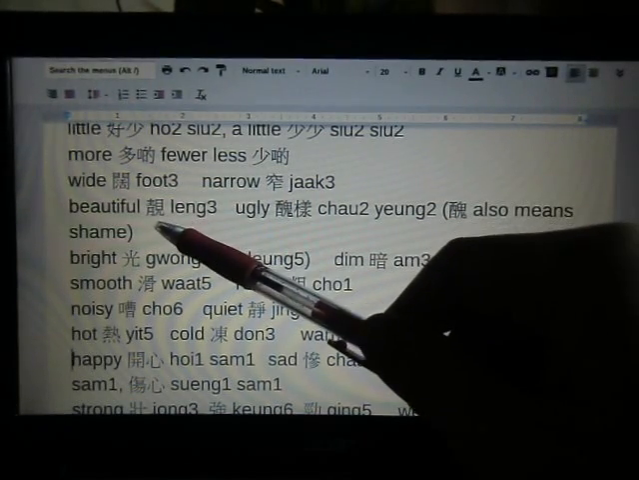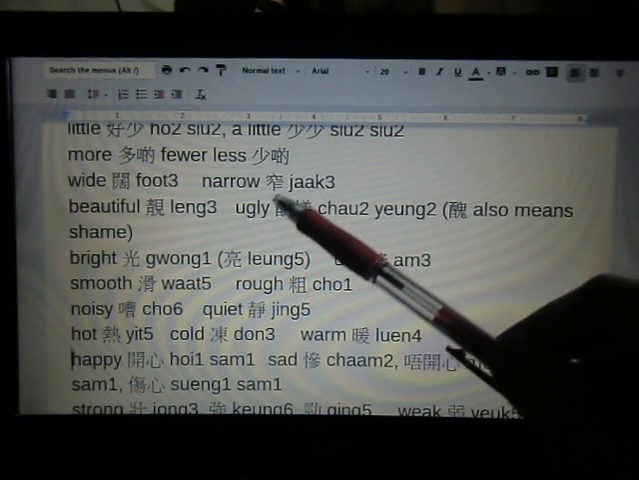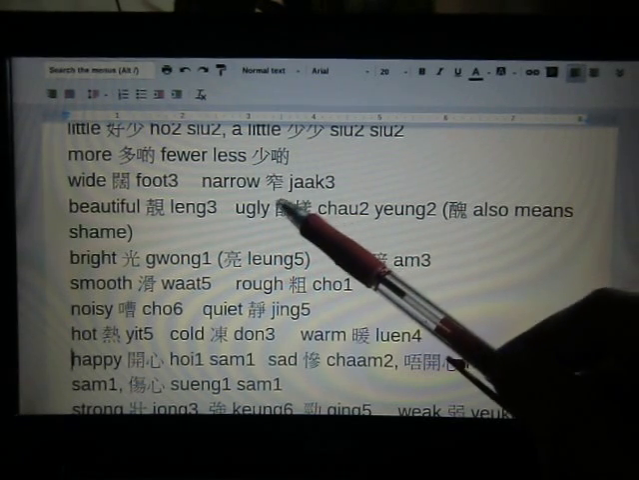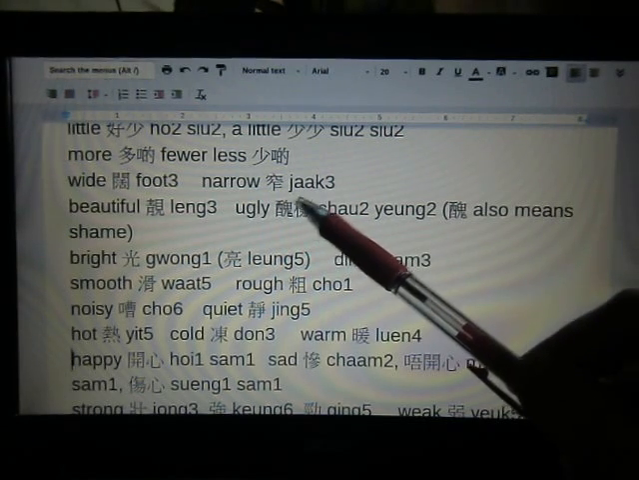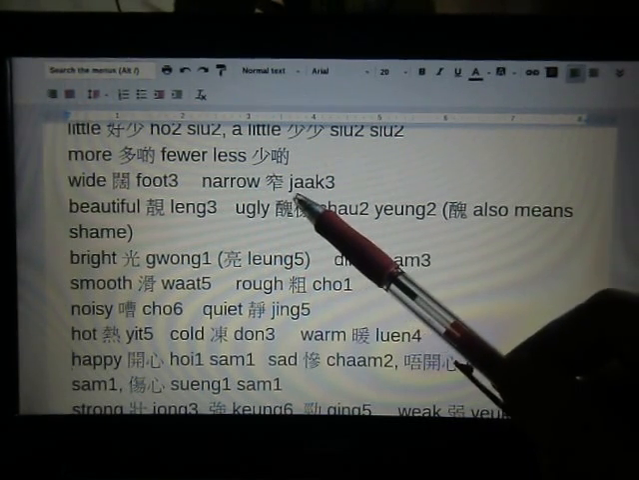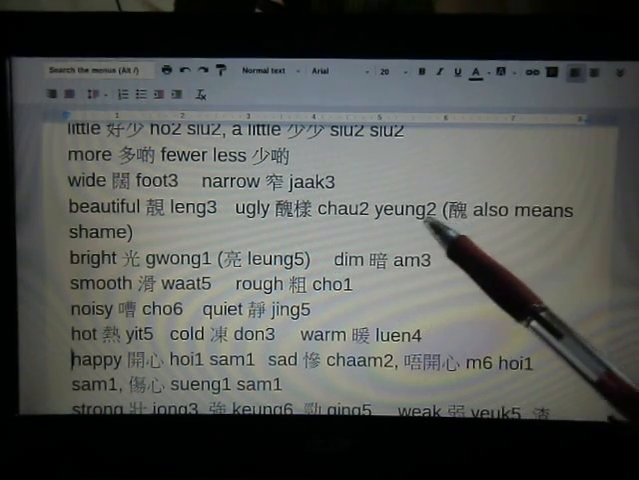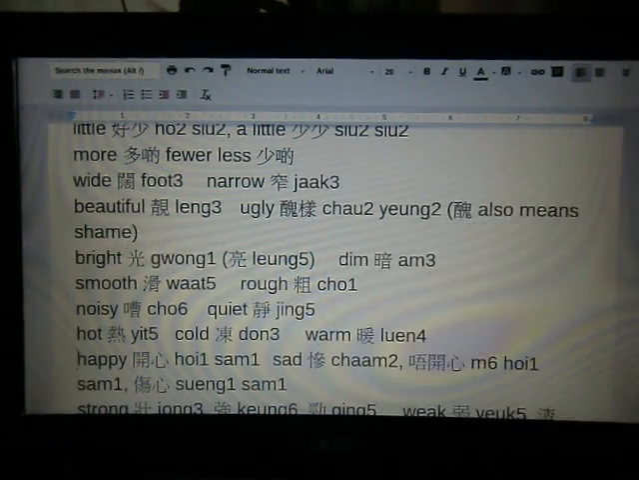And then lang, beautiful or handsome. And then 醜樣. 醜 can also mean shameful. 醜 can also mean ugly. Right? 樣 is the appearance. 醜樣, so the appearance is not good. And then 醜, as I mentioned, can also mean shame or shameful.